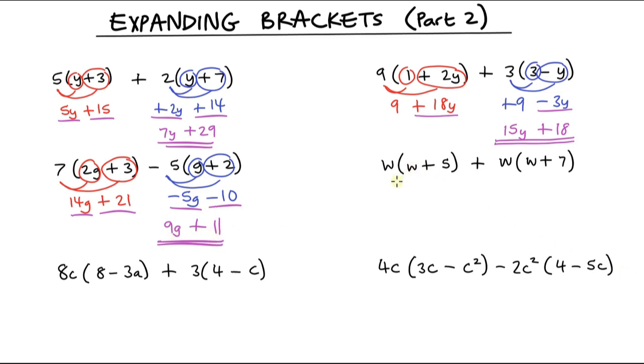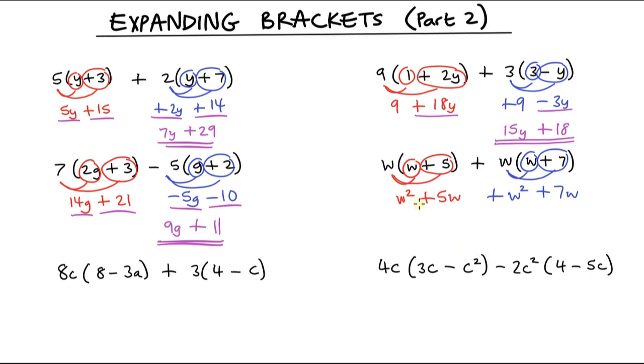Question 4. So w times w is w squared. And then w times 5 is plus 5w. Now the second bracket, we've got w times w again, which is plus w squared again. And then we've got w times positive 7, which is plus 7w.